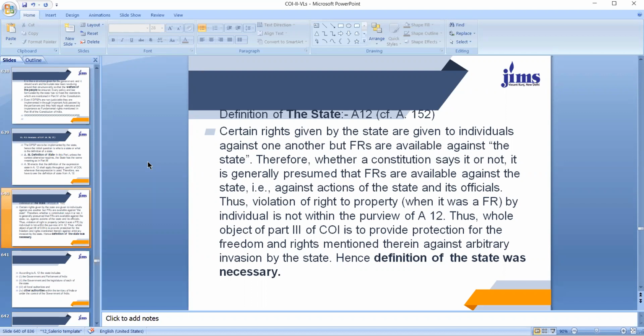Say, for example, somebody violates your right to property. Initially, it was a fundamental right. So violation of the right to property by an individual is not within the purview of Article 12. The state will not protect your property because the state has not violated your right to property. Your neighbor, your relative, your friend, your brother, they have violated your right to property. So the state is not at all concerned. So this violation of the right to property by an individual is not within the purview of Article 12.